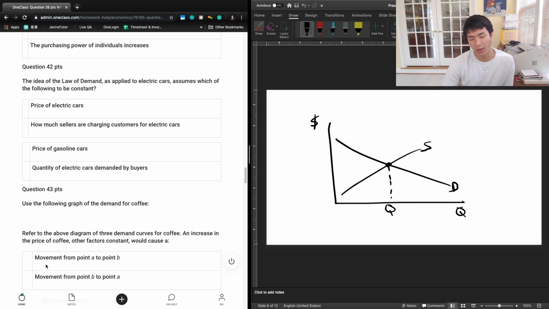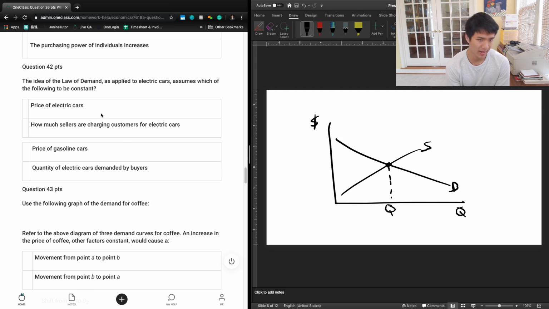And so we're going to assume that yes, price of gasoline cars is assumed to be constant, and so that's going to be a favorite for the right answer choice here. But let's take a look at answer choice D just to make sure. Answer choice D says quantity of electric cars demanded by buyers. And again, we know for the law of demand, we assume that price and quantity demanded are both free floating, and so that's not going to be the case where we have to assume that quantity of electric cars demanded by buyers is constant. That can also be fluctuating as well. And so the correct answer here is C.